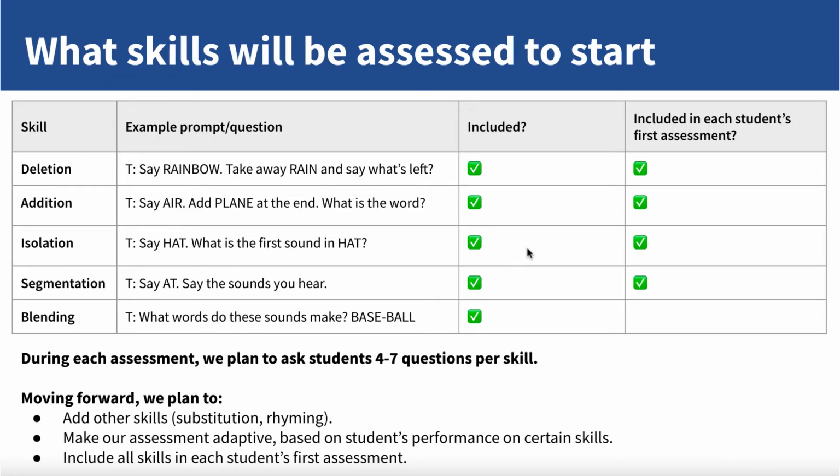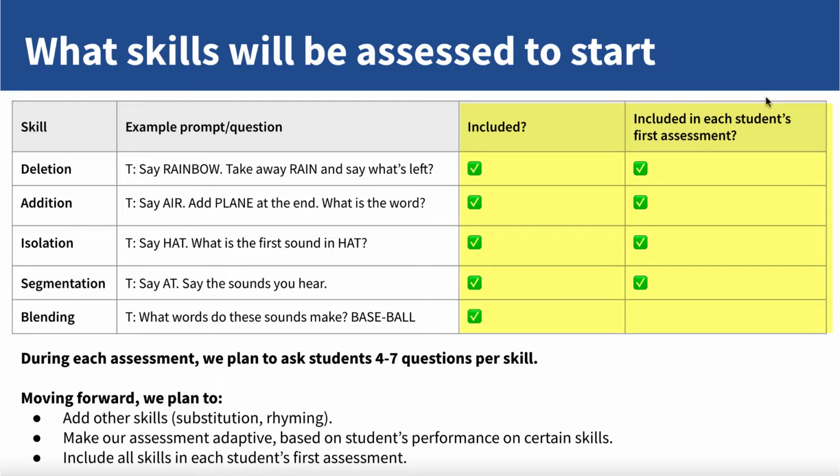Before we dive into how to use this assessment, we want to briefly share the main phonological awareness skills that Literably is currently assessing through this tool. On the left-hand side of this table are the names of these skills. In the second column are the sample prompts or questions that will be asked of the students for each of these skills. On the right side of the table, you can see that deletion, addition, isolation, segmentation, and blending are all skills that are currently included in this assessment.